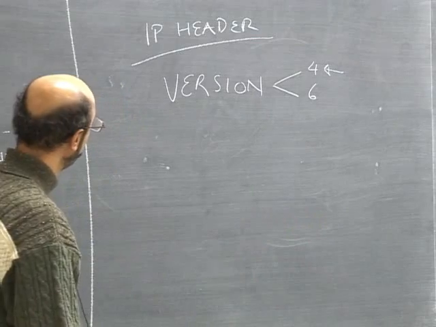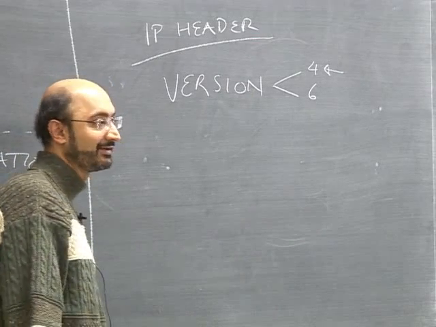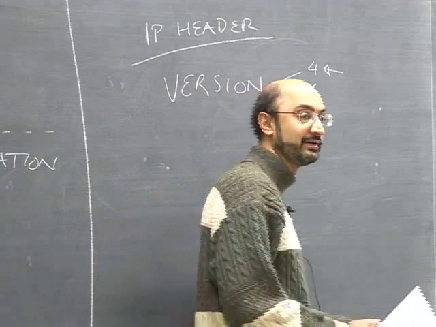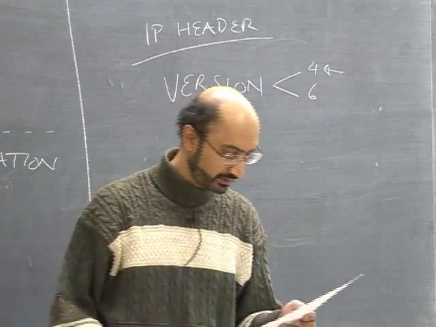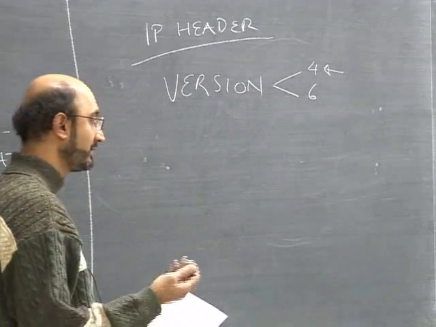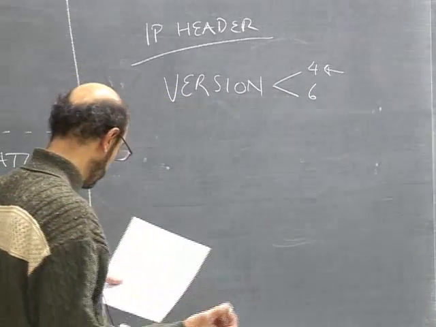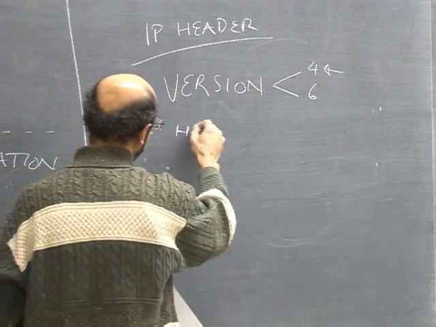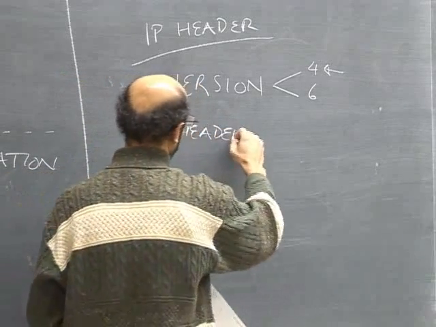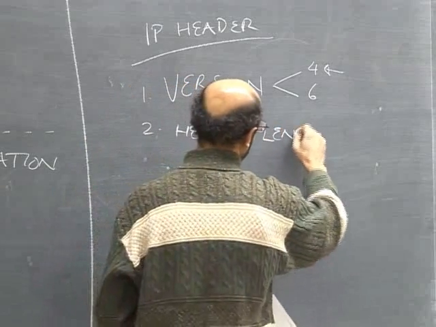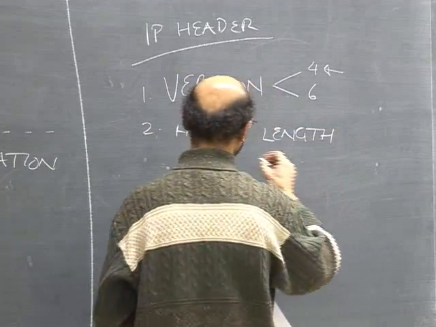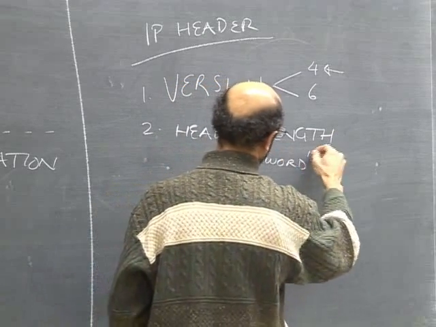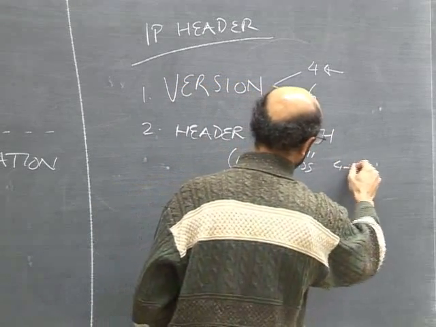The main difference between v4 and v6 is just that v6 has longer addresses. v4 has 32-bit addresses, and v6 has 128-bit addresses, so it's 4 times longer, and that's the main difference. The other differences are really minor. It's really more addresses. Okay, so that's the first field. The second one is the header length. Okay, and this is in words, which is 4 bytes.